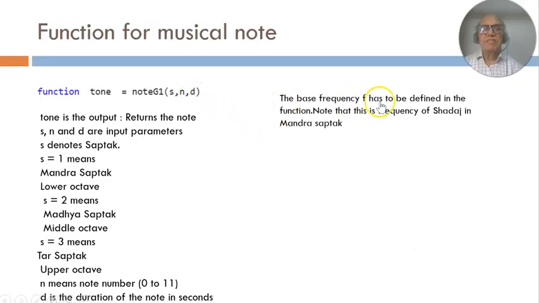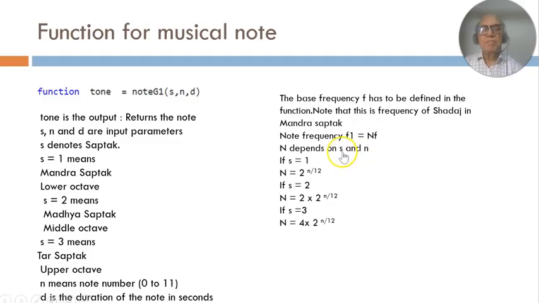Now the base frequency f has to be defined in the function. Note that this is the frequency of Shadaj in the Mandra Saptak. The way the function is written, our reference frequency corresponds to Shadaj in the Mandra Saptak. Once you know f, then if you know the correct value of this capital N, you can find out the note frequency. Now this variable N, what does it depend on? It depends on the saptak that you are using, S, and the note number.